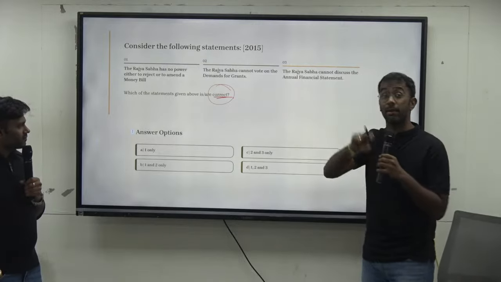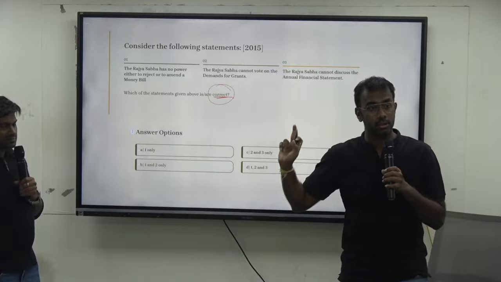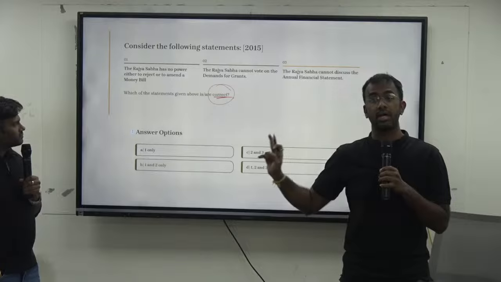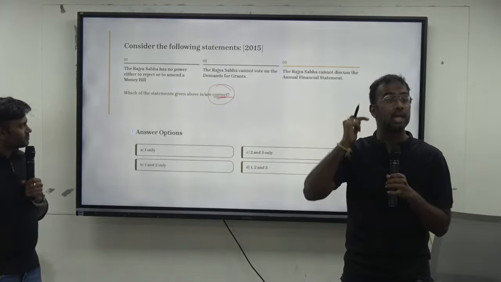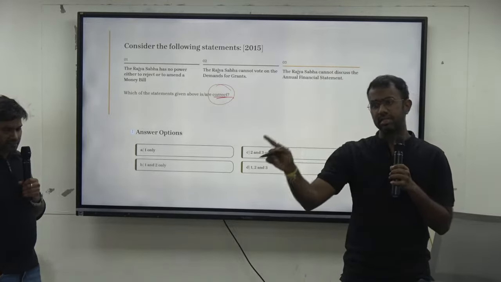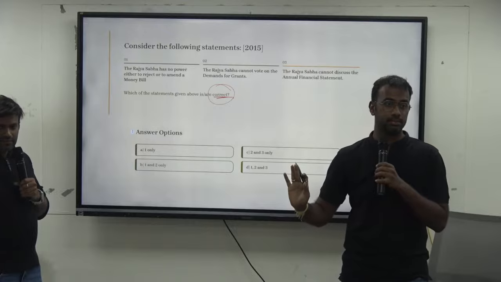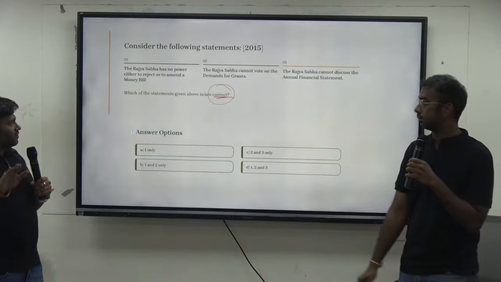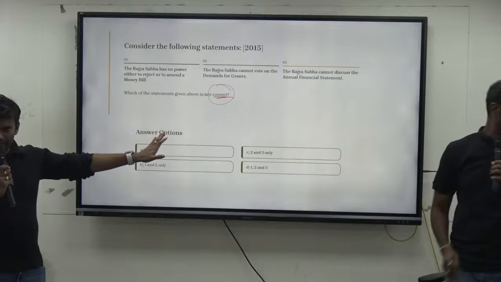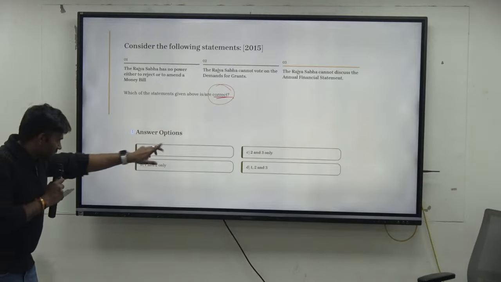So again, what is the theme of the question here? I don't want the answer. Theme of the question. Unique powers of Rajya Sabha. You are getting it. Please cultivate this habit. If you apply this for every subject, your job is done. Answer is? No, wait. Since they are asking correct, now this is what type of question?